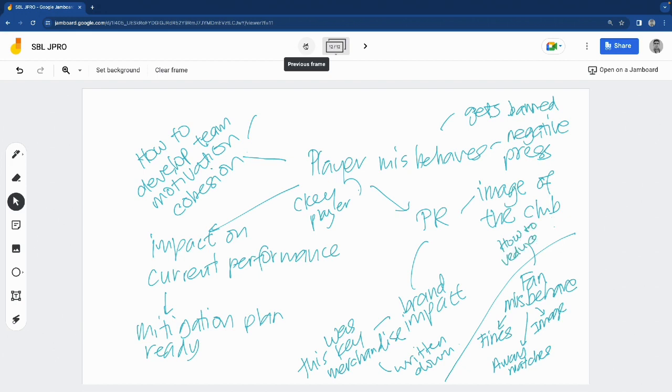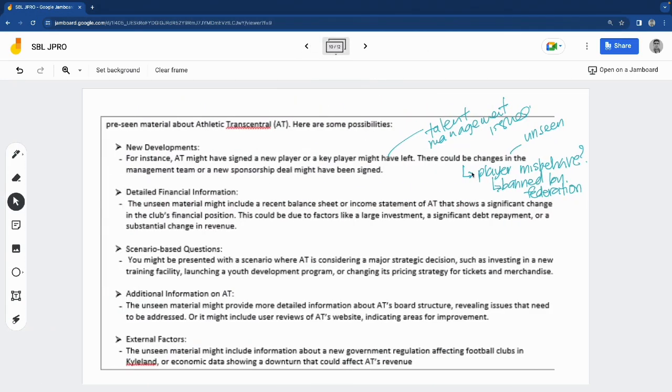Okay, this could be another problem. Another problem you might have is the fans misbehaving. How to reduce the fans misbehaving? You might have to think about the implications of fans misbehaving, like fines, and how it affects the image of the club, and how it affects your ability to bring fans in to the away matches, and whether you can bring other people's fans into your club because of the fear. So you have to consider the fans misbehaving and the player misbehaving. That was what I would suggest that might come out here.